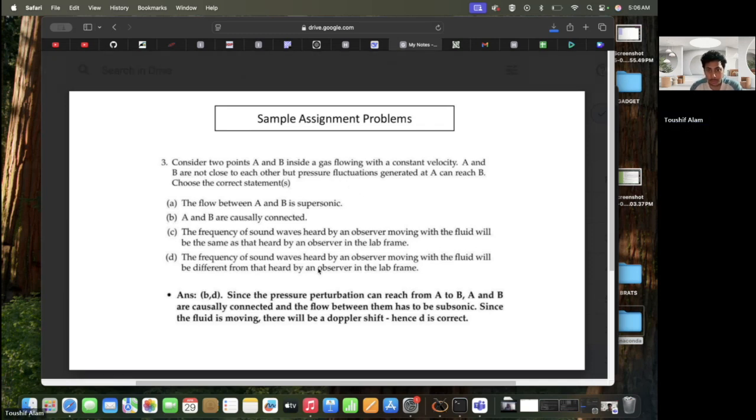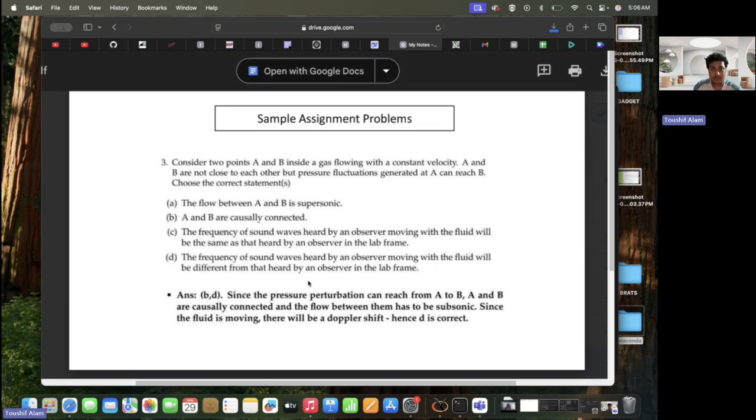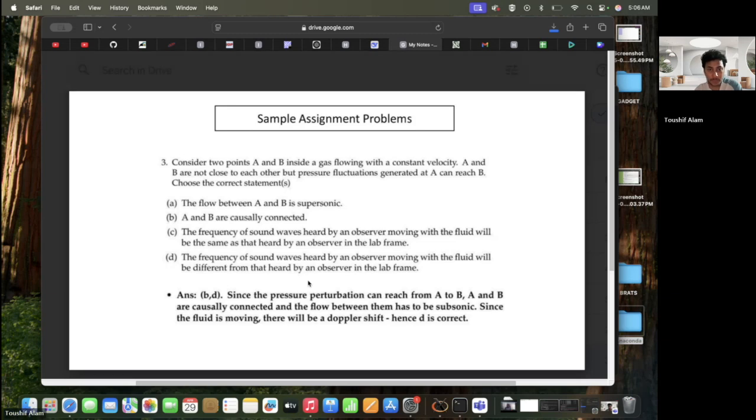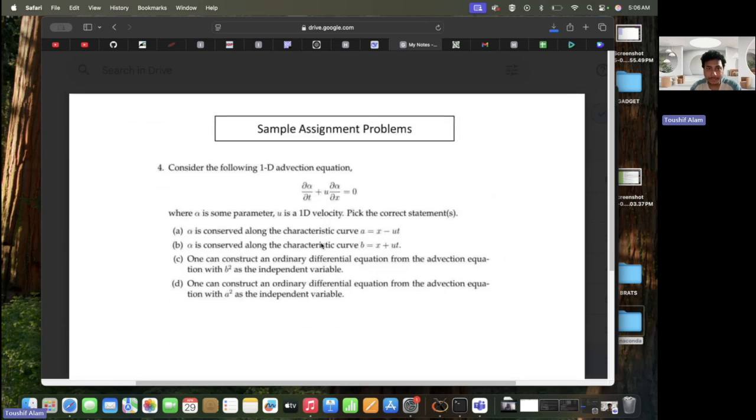Since the fluid is moving, there will be a Doppler shift. So the frequency of sound waves heard by an observer moving with the fluid will be different from that heard by an observer in the lab frame. A and B are causally connected, so the flow is not supersonic, it is subsonic. The frequency of sound wave is not the same because of the Doppler shift. So options B and D are correct.